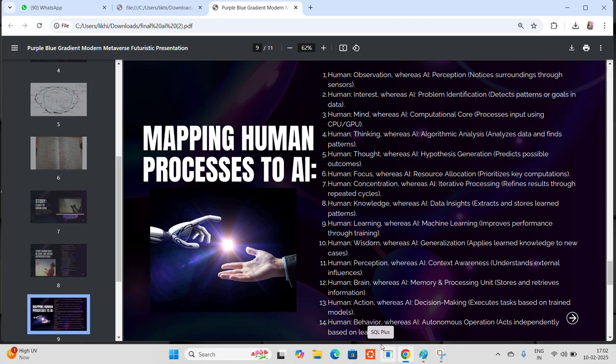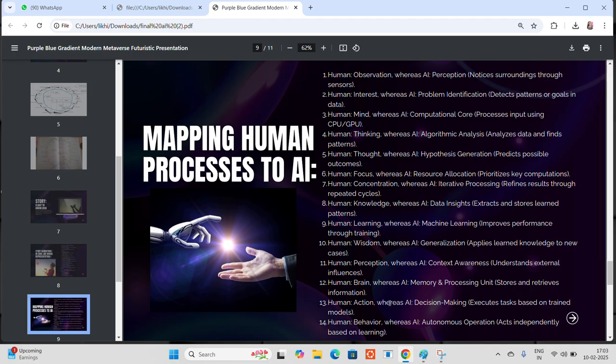Coming to perception, I told you perception means how we see. Observation means just seeing. Perception means how we see. Here in the AI context, perception means context awareness. For example, AI understands the context of its environment or problem. Next, coming to brain. In humans there is the brain, whereas AI uses a CPU, the central processing unit. AI stores and retrieves data through memory systems like databases, etc.